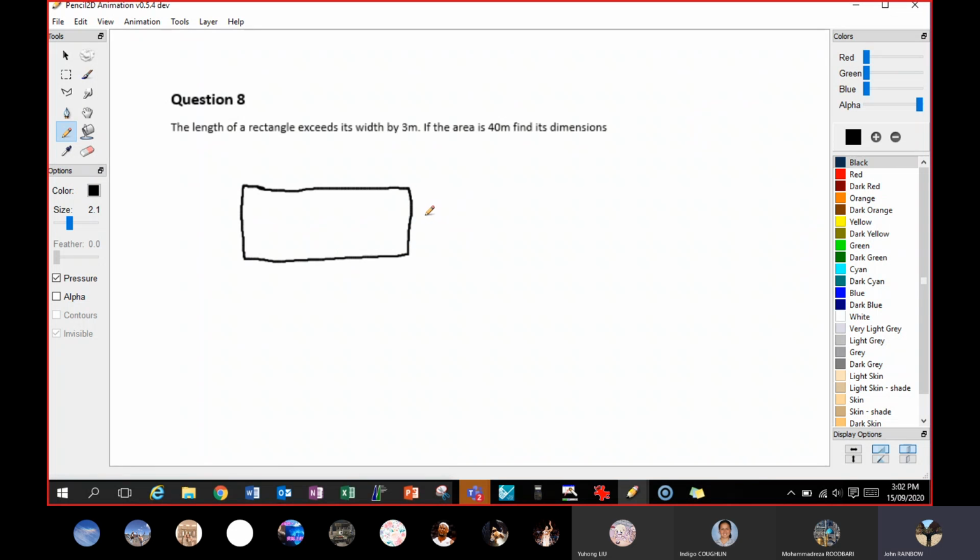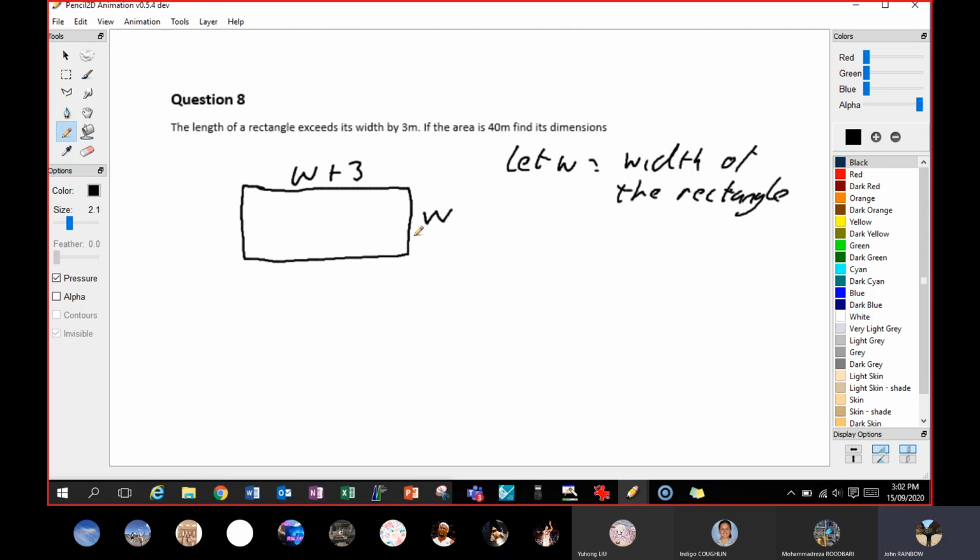And if its width is here, we know its length exceeds its width by 3 meters. So it's going to be W plus 3, right? So I'm going to let W equal the width of the rectangle. Now, in year 12, you don't need to define it because W obviously stands for width, that's implied, but we do it still here. It just lets us know what we're talking about. Okay, so that's a width.